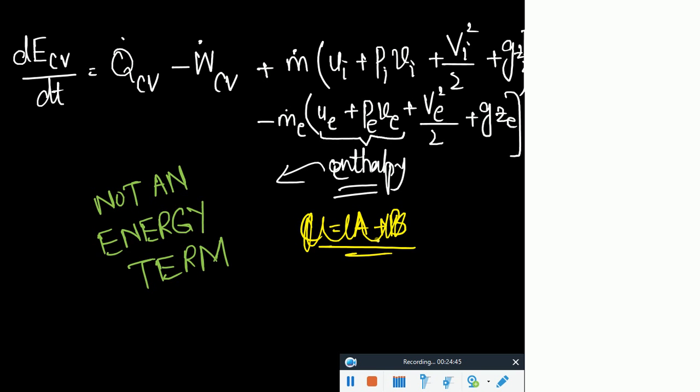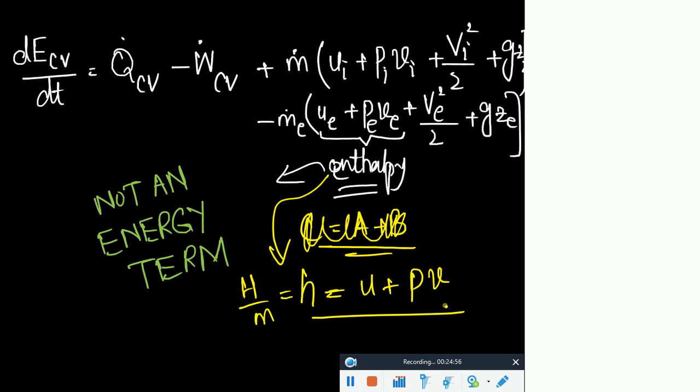So we can say that this h, which is the enthalpy per unit mass, equals what? Internal energy plus PV. That's it. So remember, whenever you talk about enthalpy, don't think of it as a form of energy. Internal energy is a form of energy. Enthalpy is not a form of energy. It is just there for the matter of convenience. That's it.